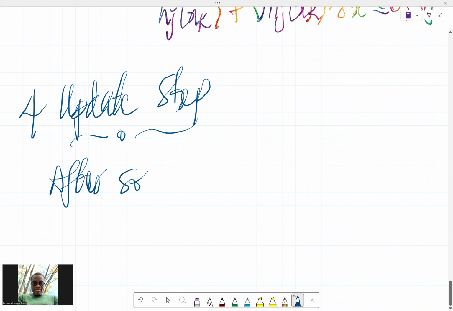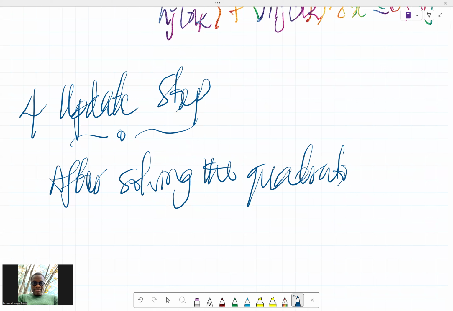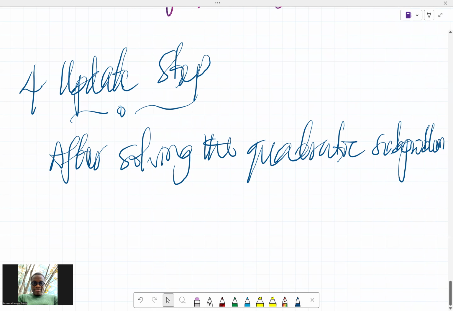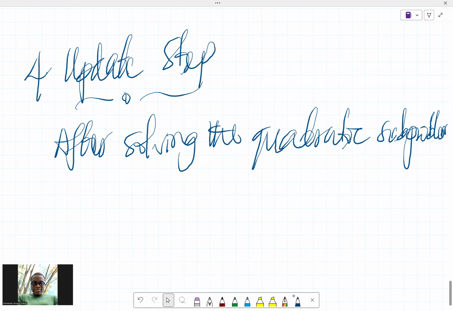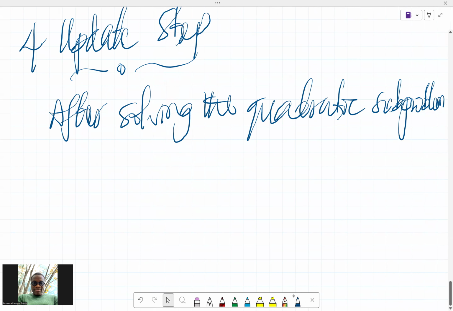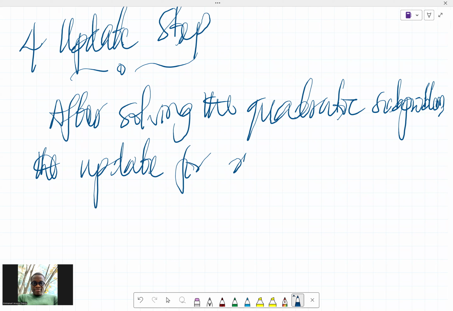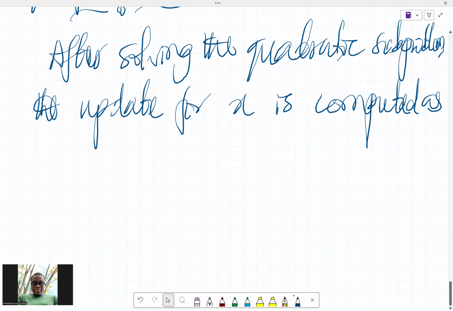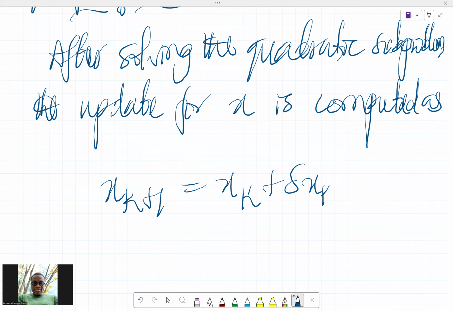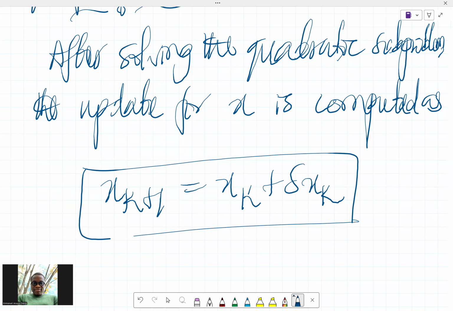So after solving the quadratic subproblem, it's more like a Lagrangian multiplier, at a very high level. After solving the quadratic subproblem, the update for x is computed as x_{k+1} = x_k + delta x_k. So this is the update rule.